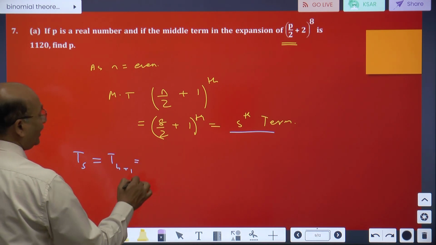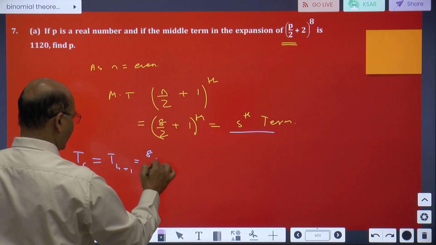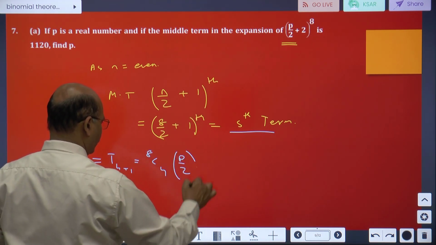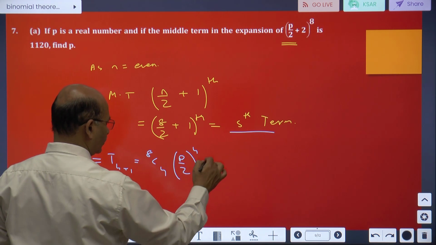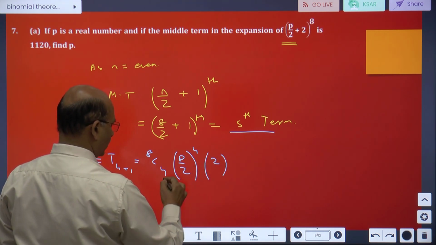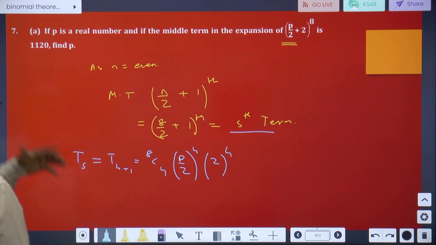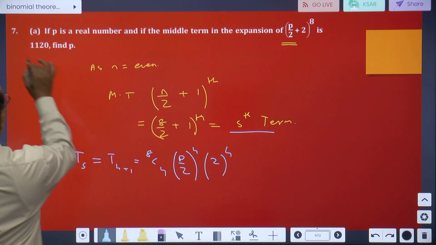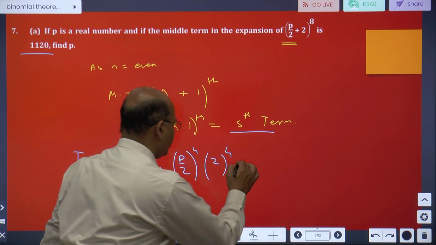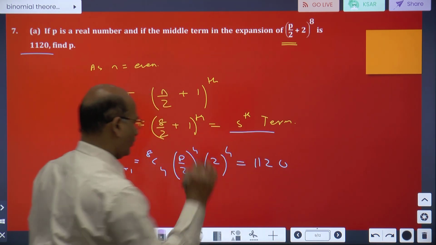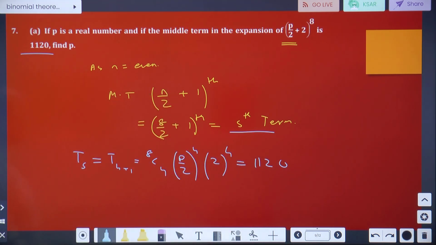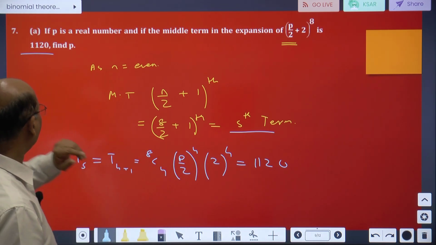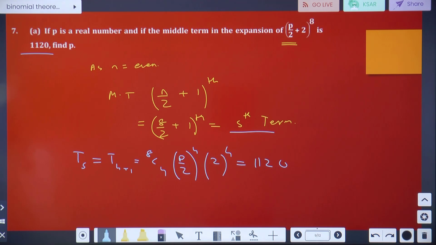So what is my r? nCr, 8C4. First term raised to 8 minus 4, 4. Second term raised to 4. Now if P is a real number, the middle term in the expansion is 1120. This middle term value is 1120. They are asking to find the value of P. My job is over. Can somebody tell me what is 8C4?